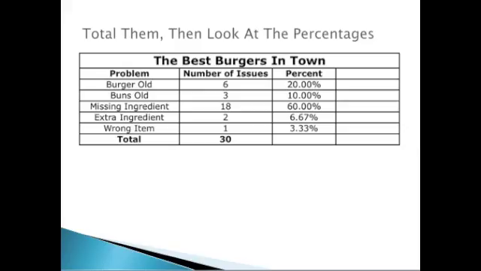Your first step would be to total all your issues. Total your data. So for that month, the Best Burgers in Town had 30 customer complaints. That was the total number of issues. Then from there, look at the percentage of each issue. So 6 out of 30 is 20%. 3 out of 30 is 10%. So total your issues and then put your individual percentage for each issue.